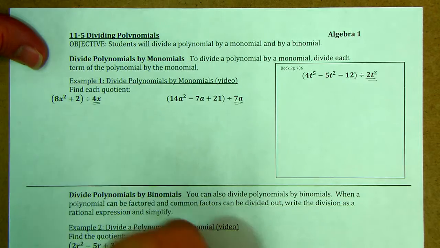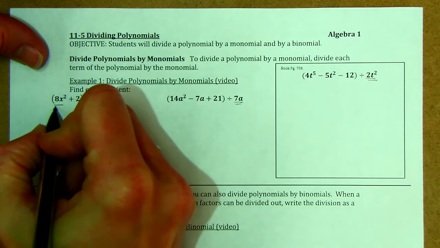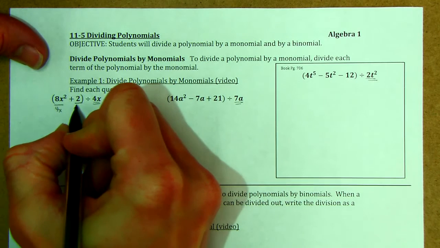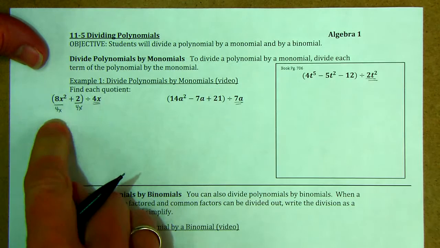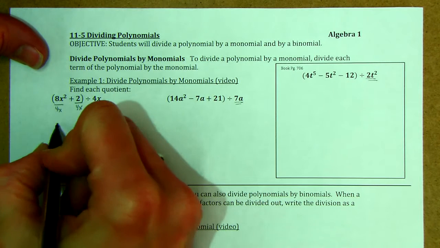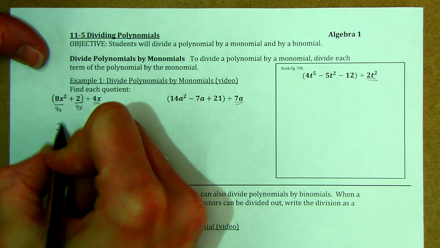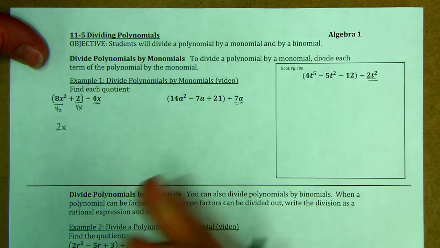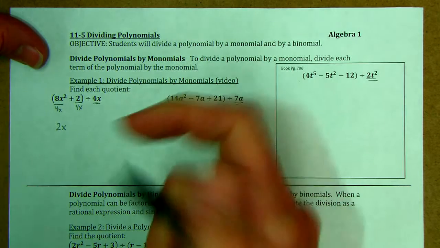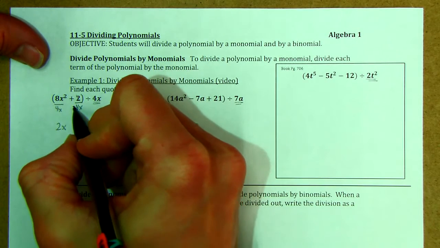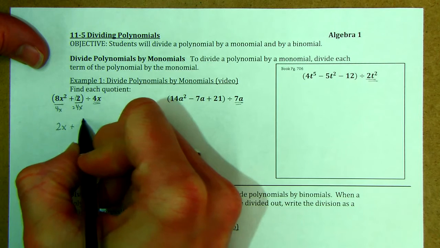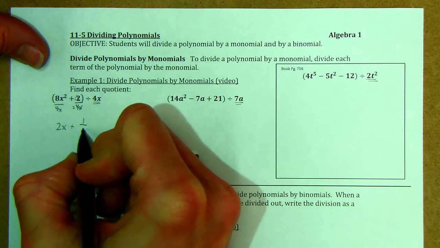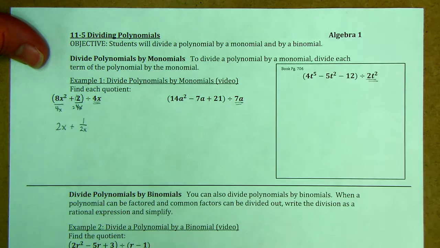So the first one's really easy. 8 divided by 4 is 2, x squared divided by x is x. But this second term gets a little bit ugly. We actually end up with, if I reduce it, a 1 in the numerator, so we get 1 over 2x. So you will have rational terms, where you have a fraction as a term. And it's not pretty, but it is how you do that.